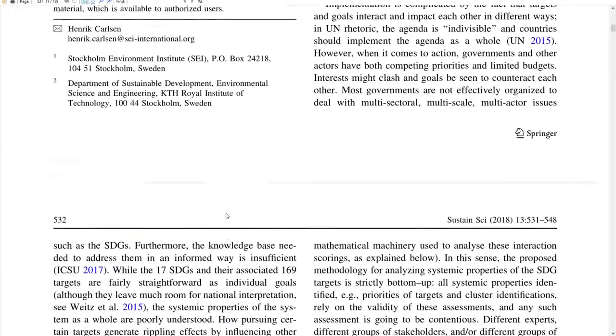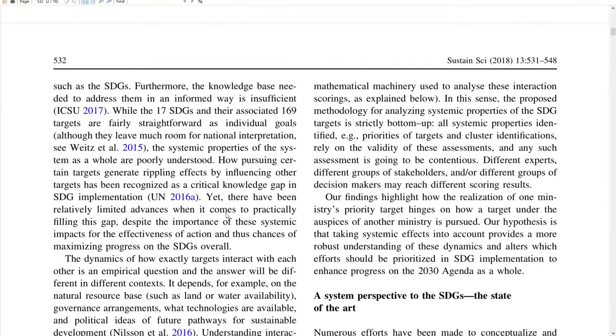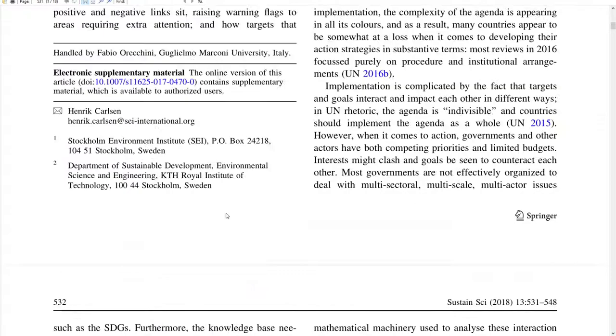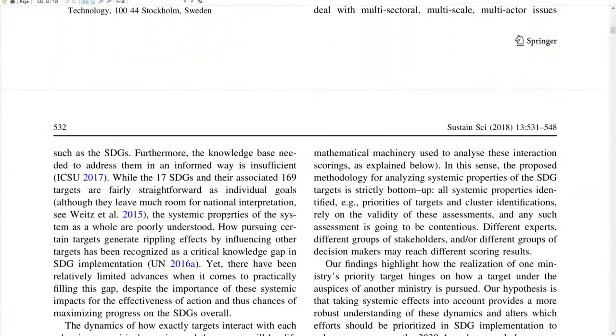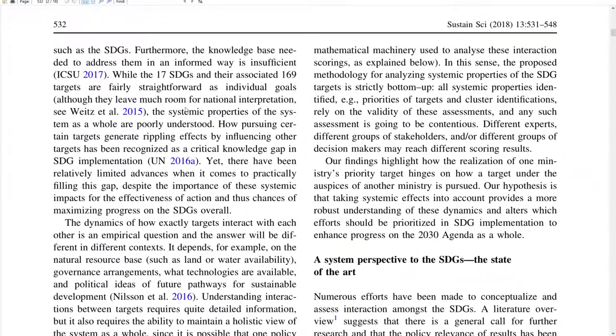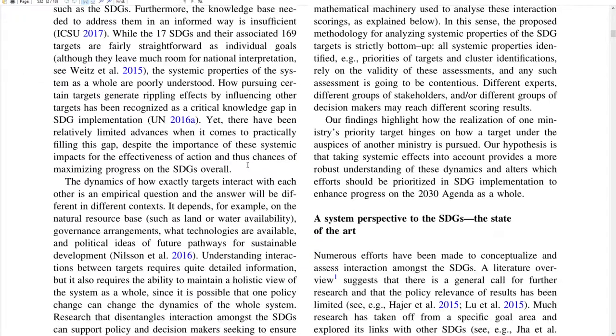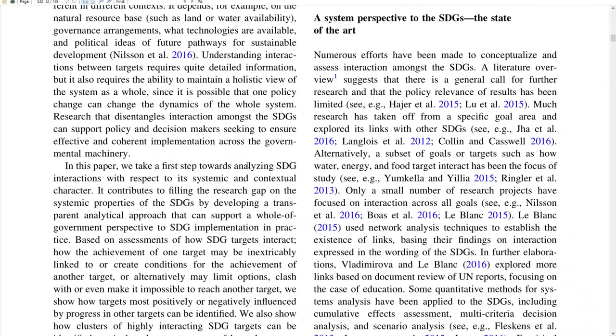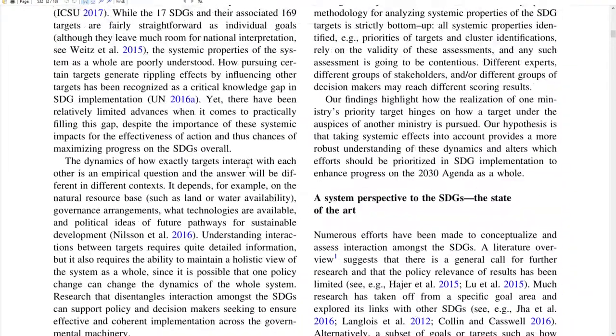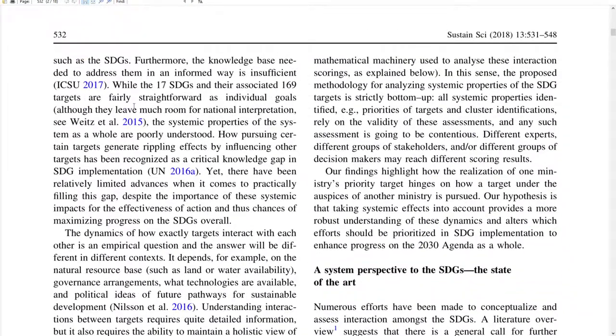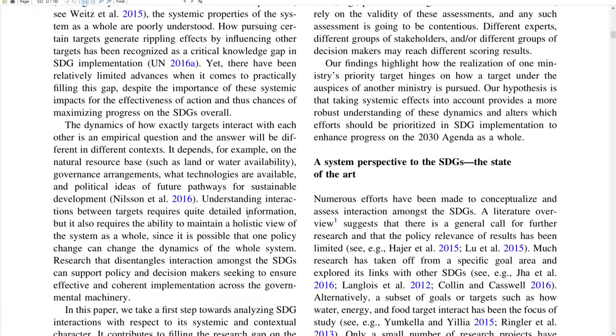So I've already highlighted some of the most important parts, but the abstract and the introduction are pretty much talking about the SDGs. There are 17 sustainable development goals, and there are 169 targets associated with them. But in this paper, they're only focusing on 34 targets, two targets per goal.